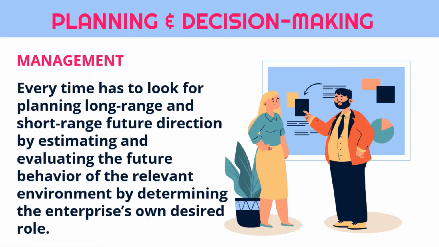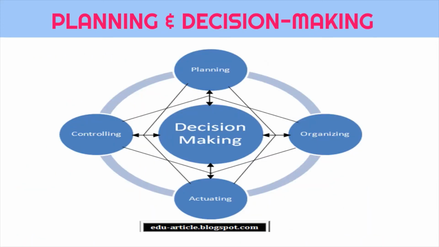Management every time has to look for planning long-range and short-range future direction by estimating and evaluating the future behavior of the relevant environment by determining the enterprise's own desired role. This is one of the charts for planning and decision making. So in the center we have decision making. Then interrelated planning, organizing, creating, and controlling. So they are all interrelated and they all need decision making.